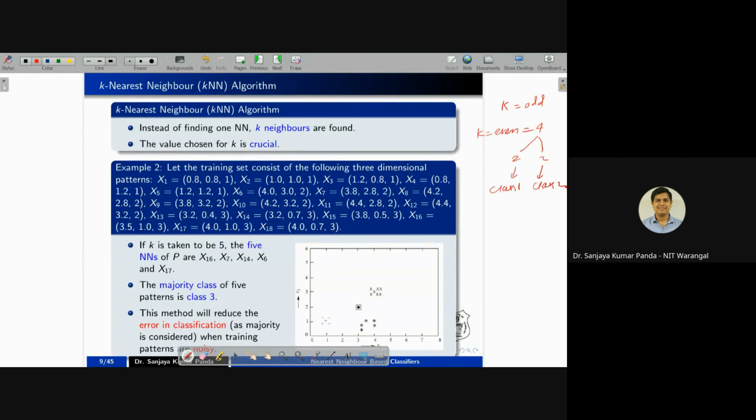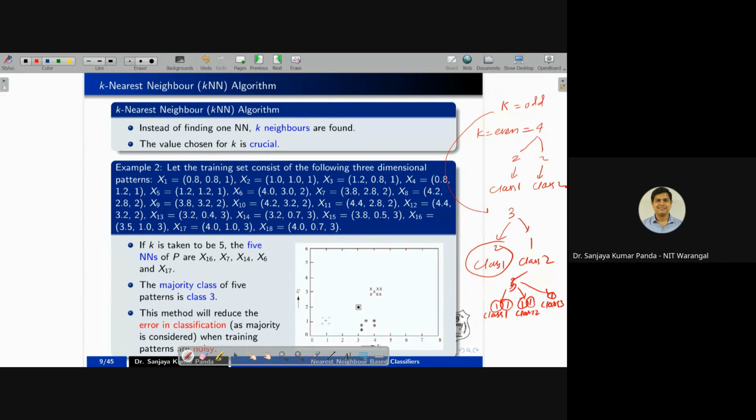But when you take k as an odd value, let's say 3, and two people say class level 1 and one says class level 2, obviously I'll go for class level 1. But if there are three class levels and you get opinions like class 1 once, class 2 once, and class 3 once, that is also very difficult. So based upon the number of classes, you can select an appropriate value. For example, if I go for 5 and another sample comes here, again there is a tie. So selection of a particular k value is very difficult.